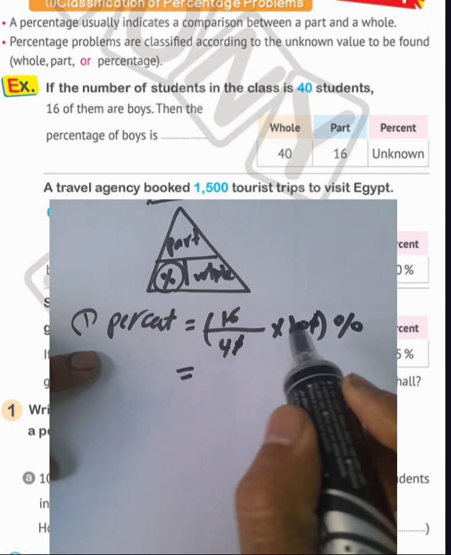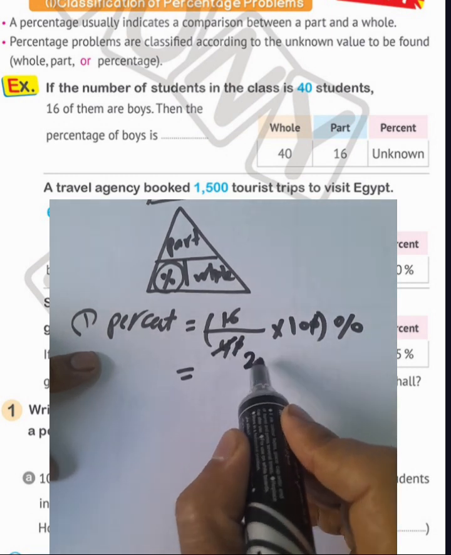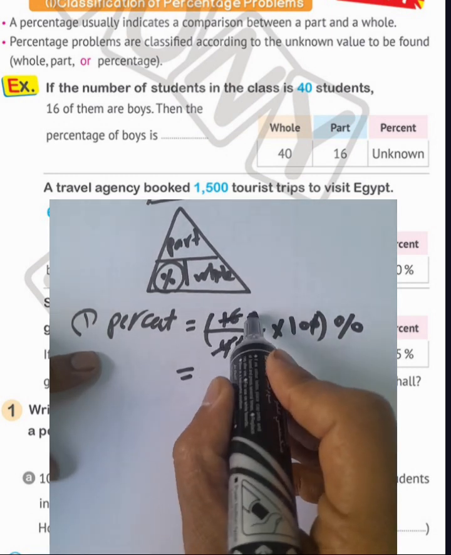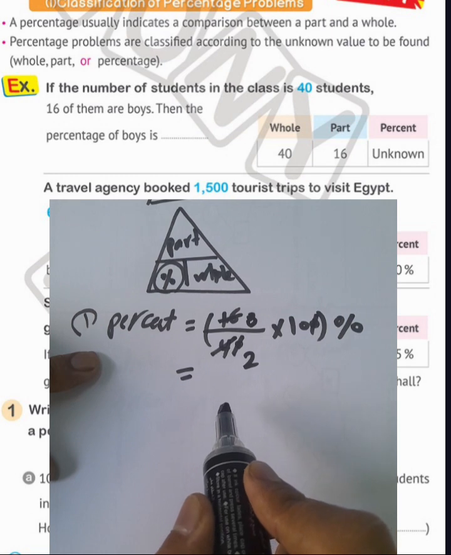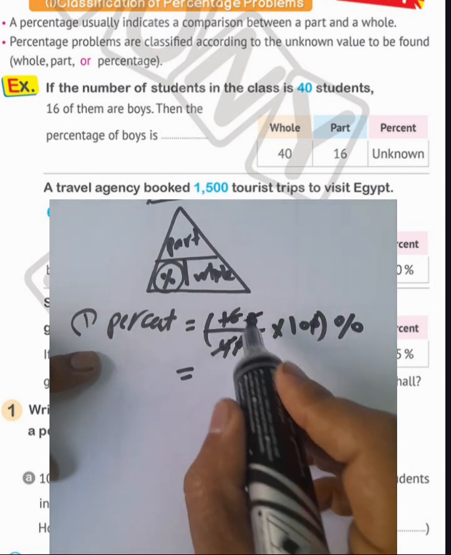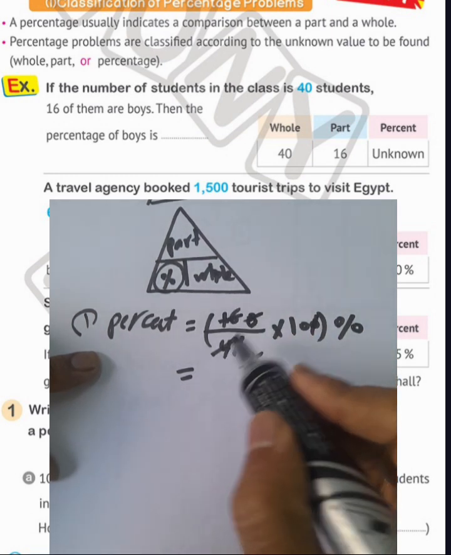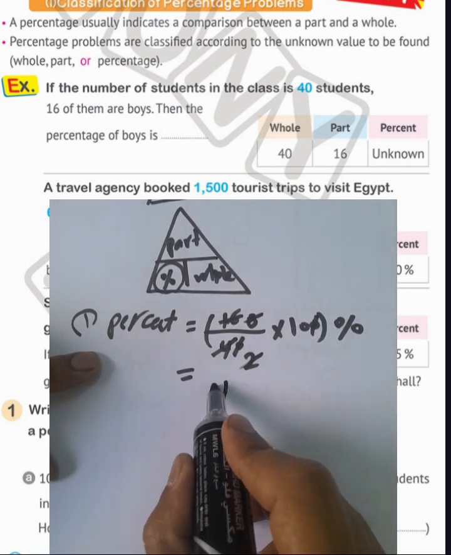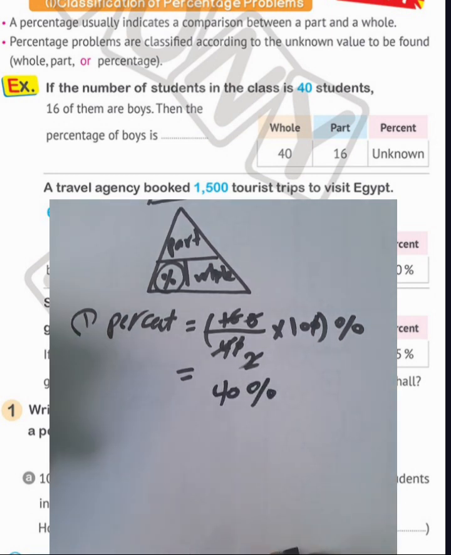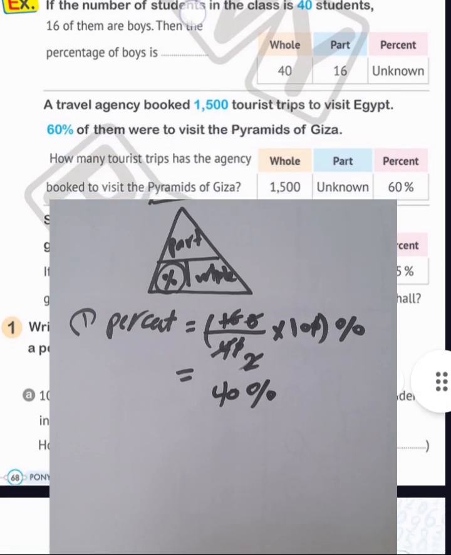We can simplify: 4 divided by 2 equals 2, 16 divided by 2 equals 8. Or you can write 8 divided by 2 equals 4, or 16 divided by 4 equals 4. 4 times 10 is 40. Then the percent share will be 40%. Okay, that was question number 1.